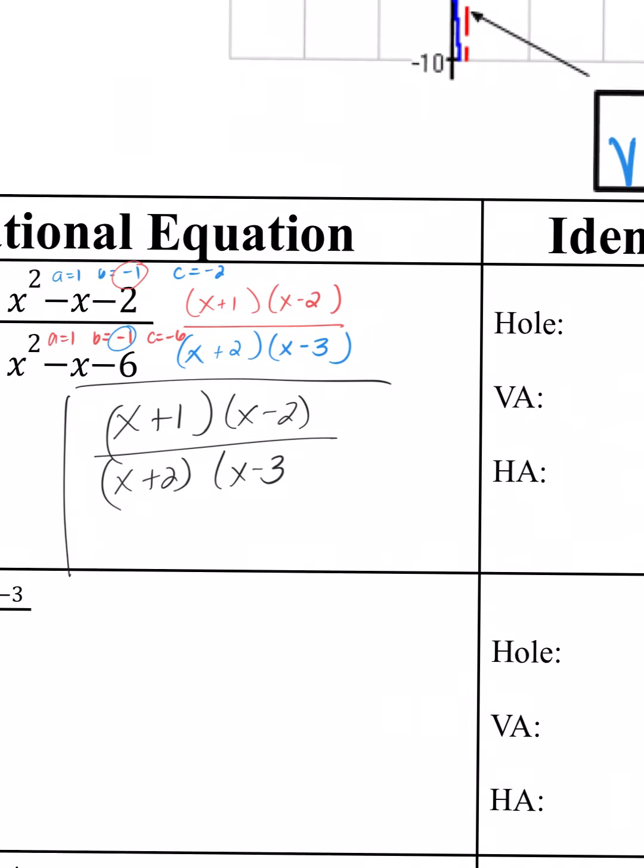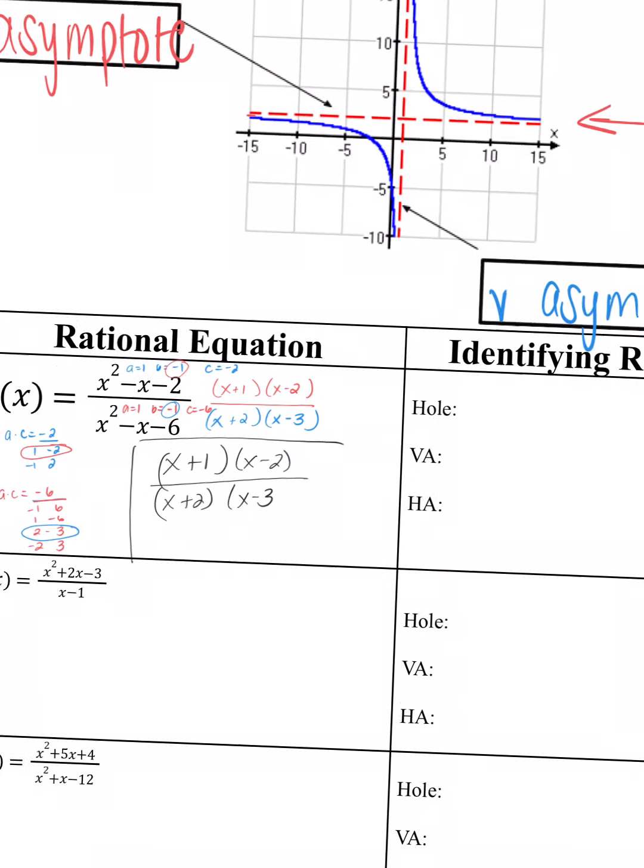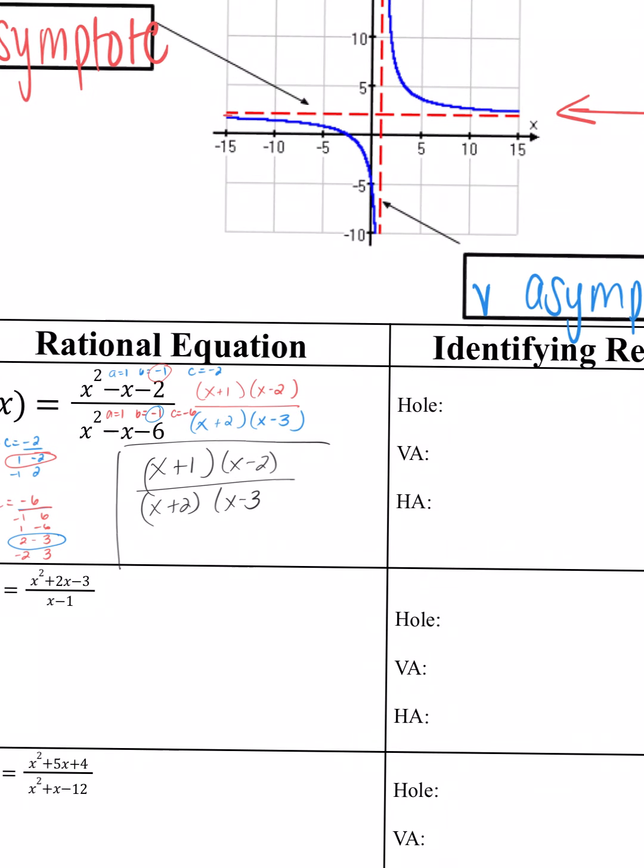So now that we've done this, we can go ahead and identify our holes, our vertical asymptote, and our horizontal asymptote, okay? So the first thing that we need to do is find what our hole is. Before we do that, I want you to look at this original equation and notice that there is nothing that can be canceled out here, okay? So that's important. Nothing can be reduced.